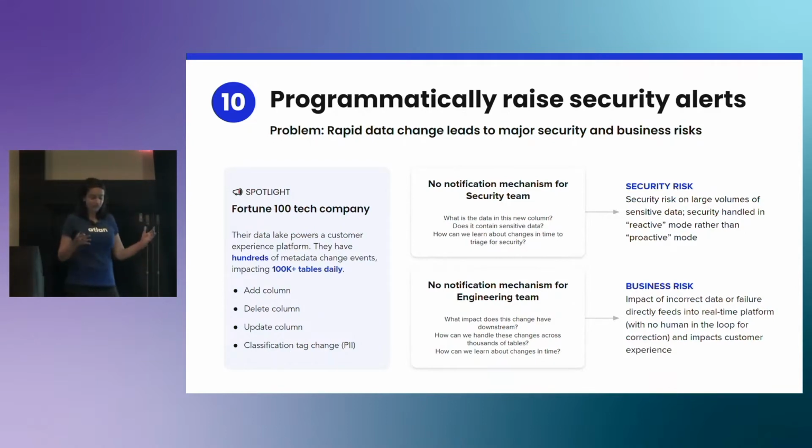Hundreds and thousands of change events happen every single day: adding a column, updating a column, classification tag changes, obviously dealing with user data in this case. There was no notification mechanism for their security team or their engineering team. So their security team was constantly in reactive mode when something broke, and there was a ton of business risk when something changes in a live platform that's affecting your customers downstream, and it wasn't the change that you want to happen.